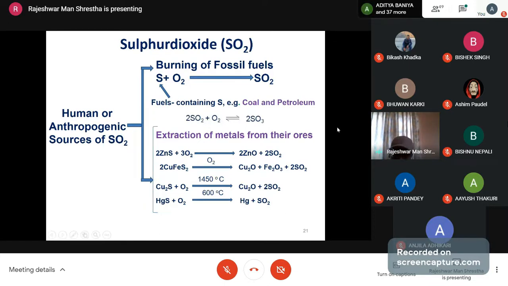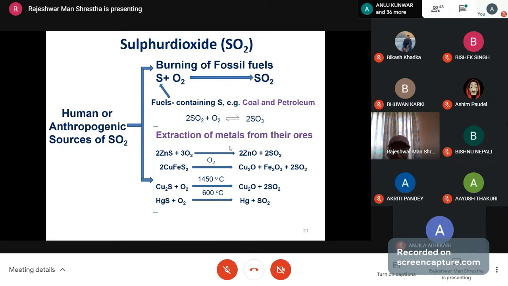And SO2 gas changes into sulfur trioxide, and this reaction is reversible. Next, we need zinc, copper, mercury, and metals like iron. But how do we make metal? This is known as extraction of metals from their ore. In this process, the ores of metals are converted into oxides of metals.